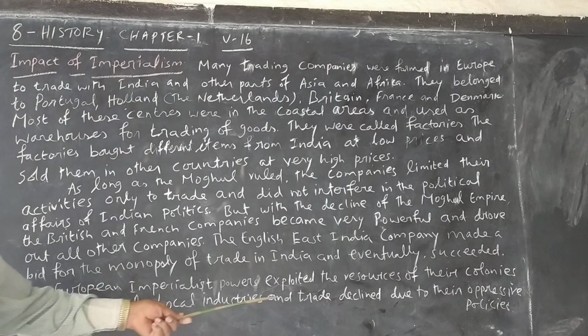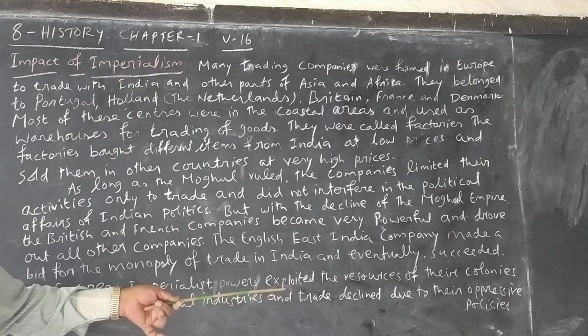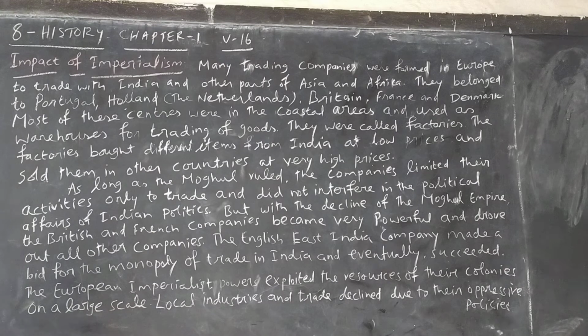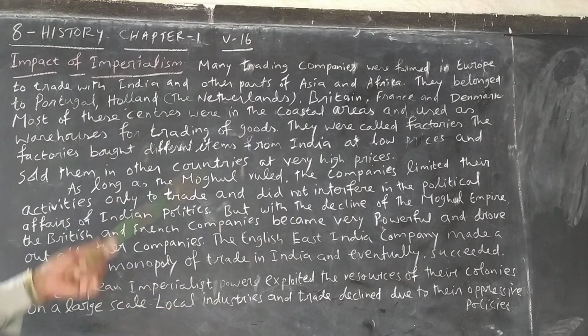Local industries and trade declined due to their oppressive policies. The local industries, whatever Indians were manufacturing, were completely crushed because everybody had to buy only from these Britishers or French people. So the indigenous industries were completely wiped out, and everybody completely depended on whom? These foreign powers like the Britishers and French. This is what the impact of imperialism is all about, my children.